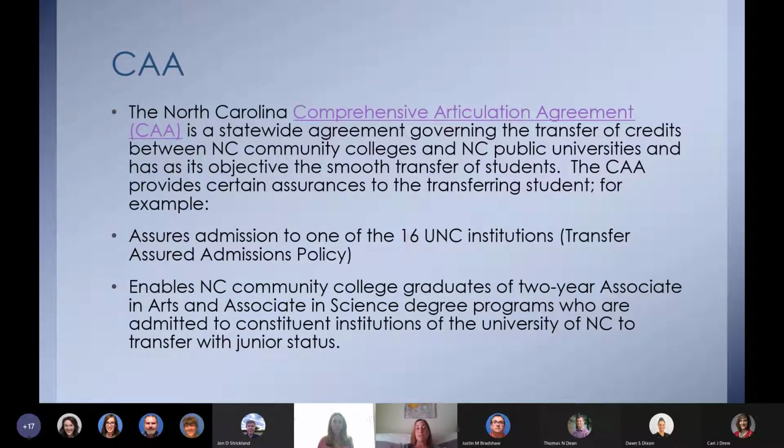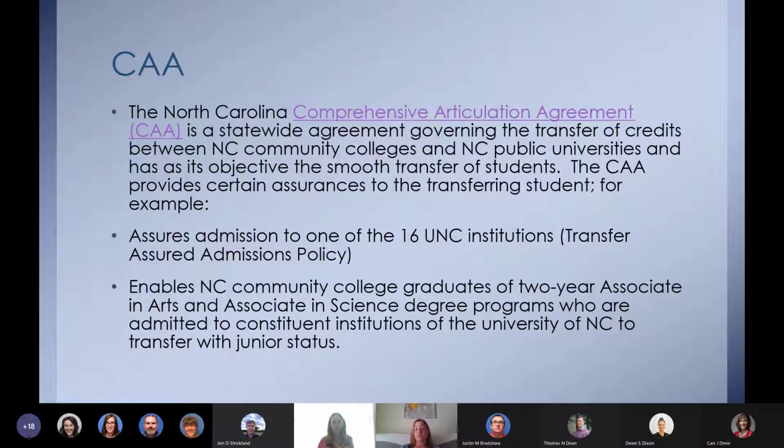So here is, I don't like to have this much text on my slide, but I just felt like it was necessary. Everybody can read that, but I'm going to read it for you just so that you can understand the exact verbiage of what the CAA is. So it's a comprehensive articulation agreement. It's a statewide agreement governing the transfer of credits between the NC community colleges and the four-year NC public universities.